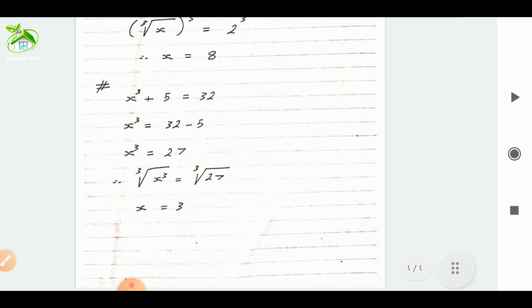The second equation, x power 3 plus 5 equals 32. Move the 5 to the other side and change its sign. x power 3 equals 32 minus 5. x power 3 equals 27. By taking the cube root of both sides, x equals 3.